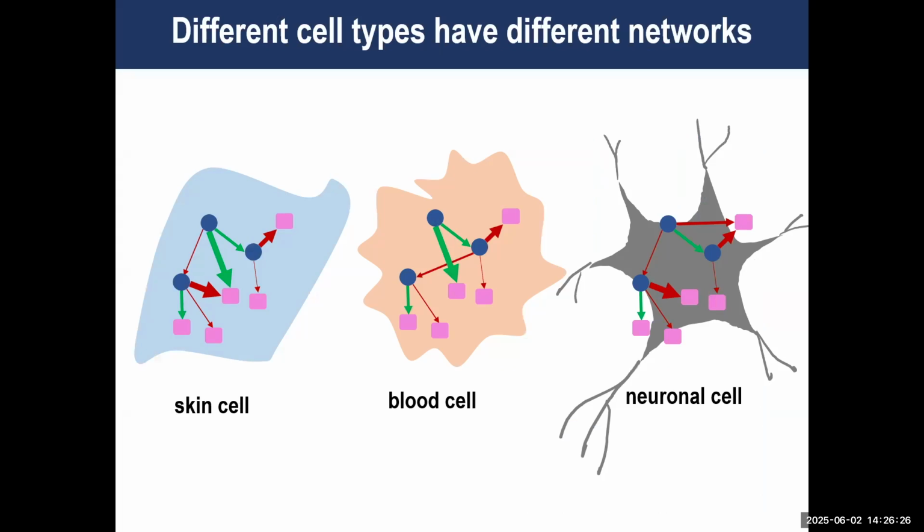And as we know, the human body is multicellular, we have different kinds of cells in our body. For example, skin cells, blood cells, and neuronal cells. And each of these cell types has different underlying networks, the gene regulatory networks, in them.